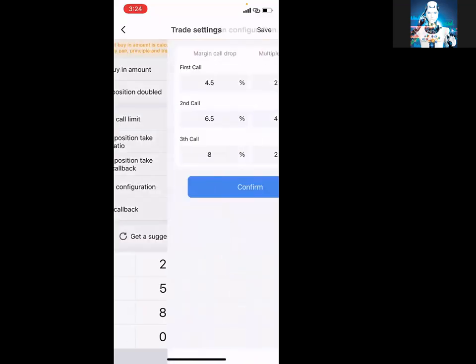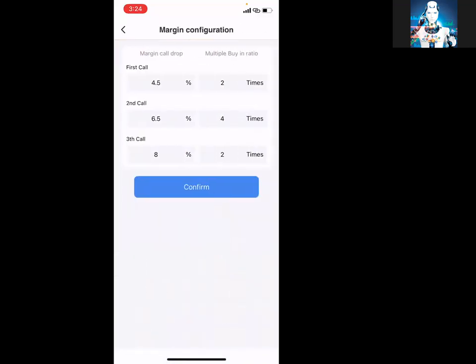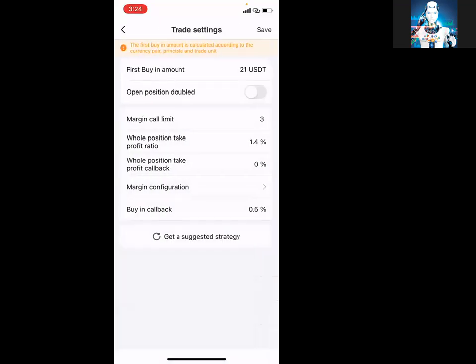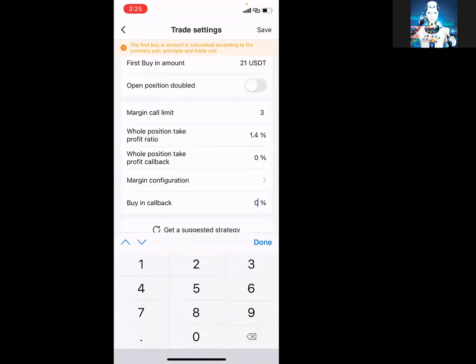Margin configuration. Tap on margin configuration. Now let me configure the margin. When it gets to 4.5%, activate twice. When it gets to 8.5%, it should activate 4 times. When it gets to 7%, it should activate twice. Then what's next? Confirm. Once you've confirmed, forget about the suggested strategy. Once you click on confirm, please check your buy-in callback. Set your buy-in callback to 1%. Then save. You can see save here.